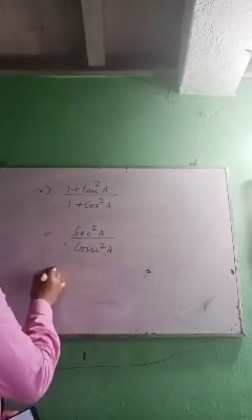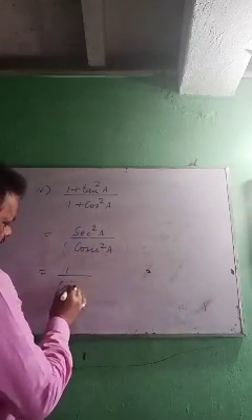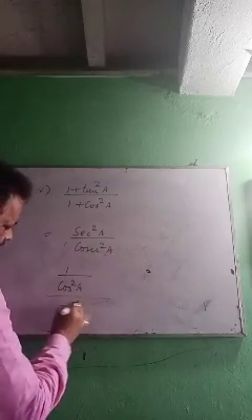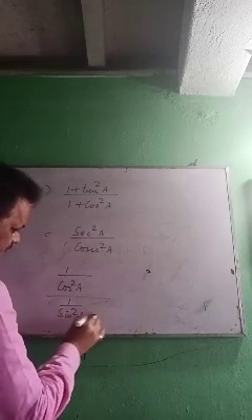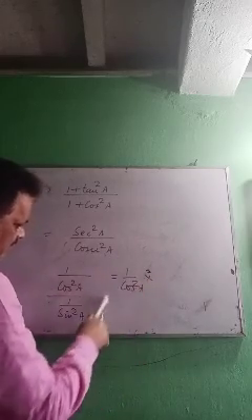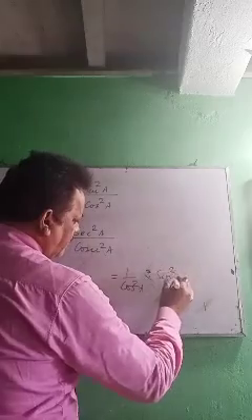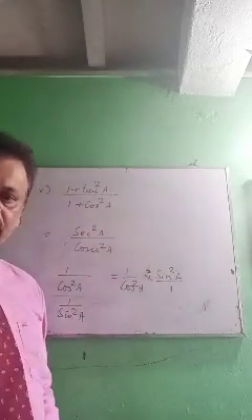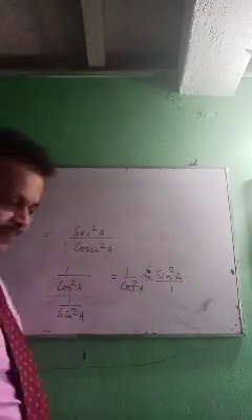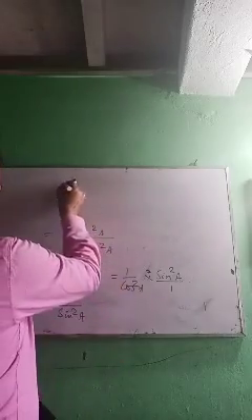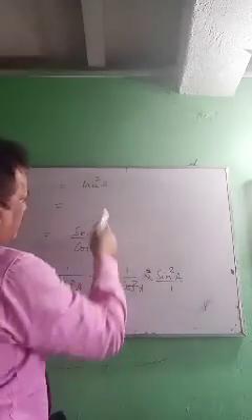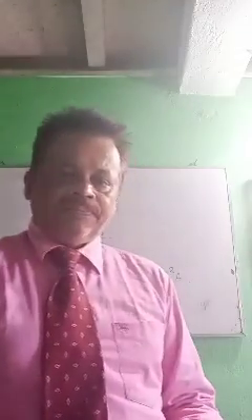So what did you get? This is 1 by cos square a, because sec is 1 by cos, cosec is 1 by sin. So that will become 1 by cos square a, this will be sin square a by 1. So what did you get? That will become, what is sin square a by cos square a? Tan square a, because sin by cos is tan. Okay.